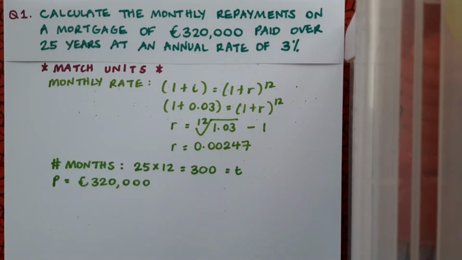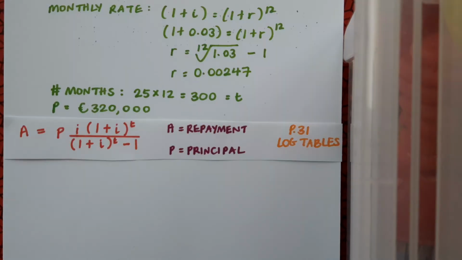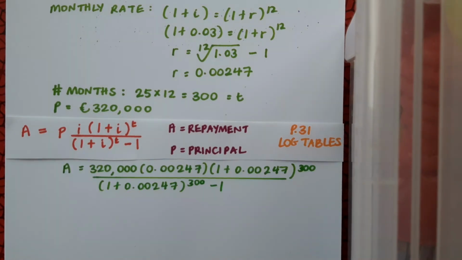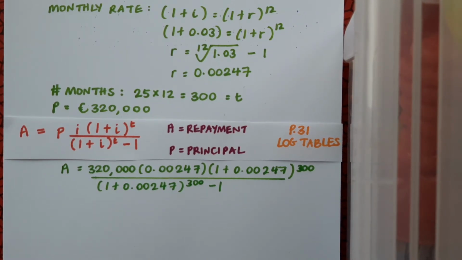In this case, the principal is 320,000 because that's the value of the mortgage, and I'm looking for A, the monthly repayment. So here's my formula, again from page 31 in the log tables. And again, just take care of filling it in. So here's what my calculation should look like. Just double check that it matches yours.